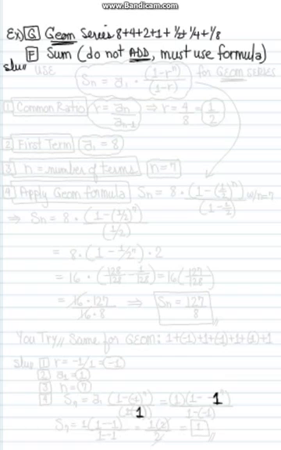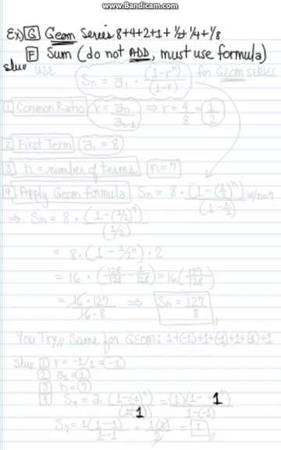Given a geometric series, 8 plus 4 plus 2 plus 1 plus 1/2 plus 1/4 plus 1/8, find the sum. Now don't just add these numbers together. You have to use a formula for the sum of terms in a geometric series.